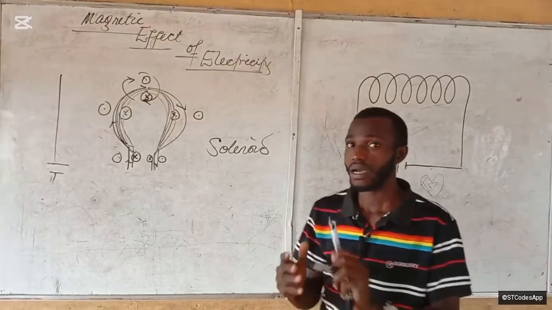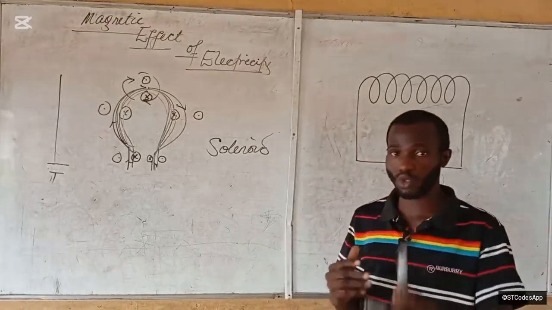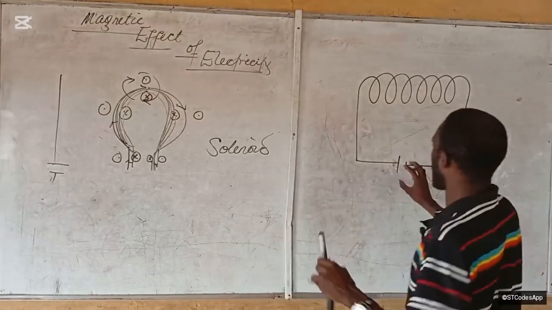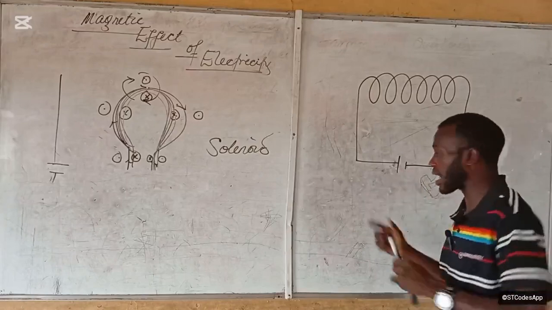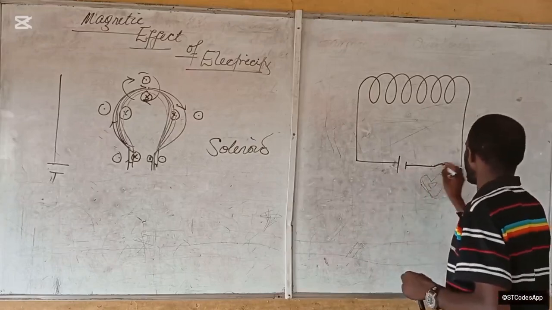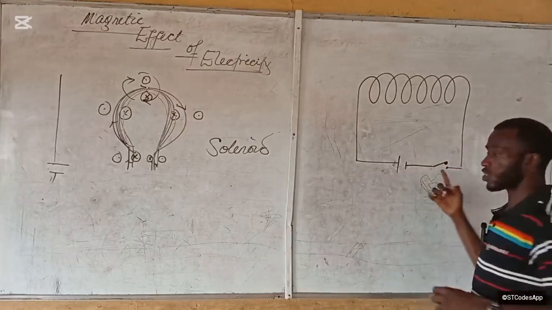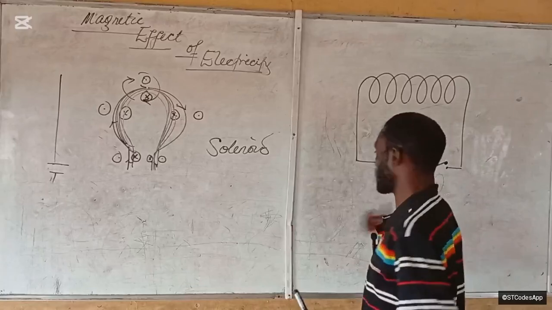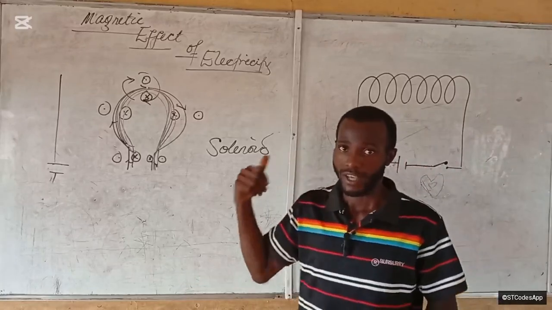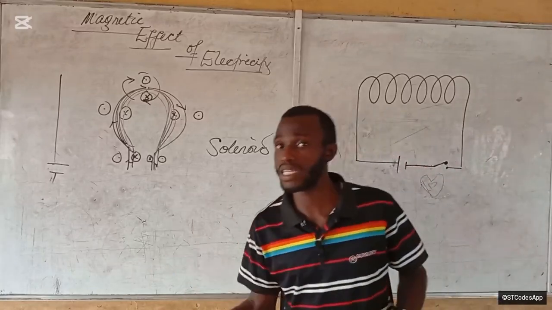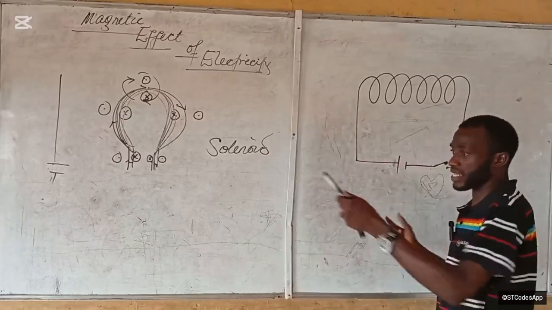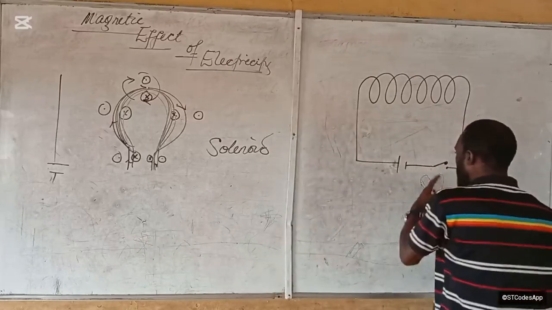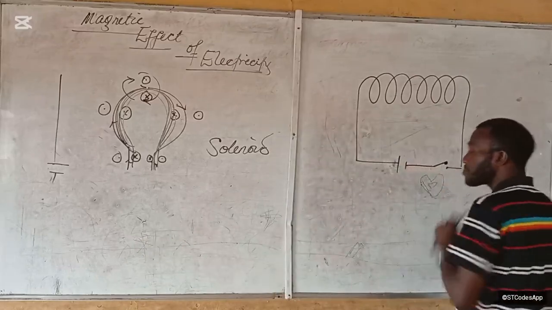A temporary magnet. And by the way, we use the words permanent and temporary magnets to mean that once we switch off the system, the key is open, this is no longer a magnet. So electromagnets are temporary magnets. Permanent magnets are lodestone, magnetite. Is that okay? Alright, so this now is a temporary magnet.